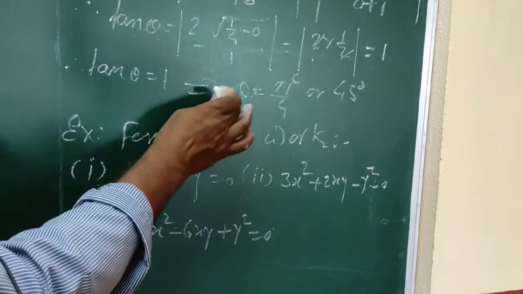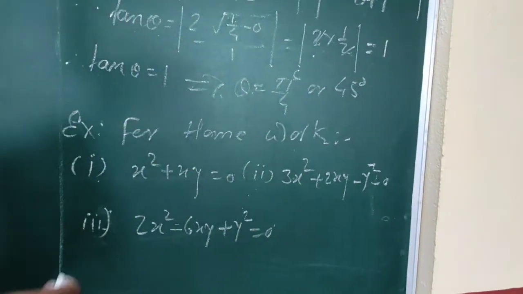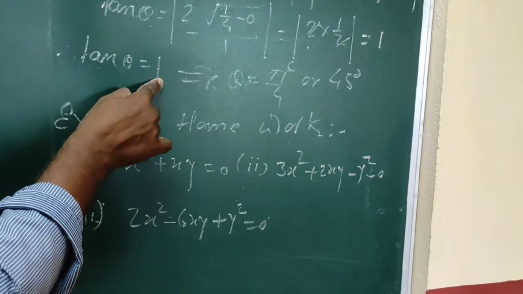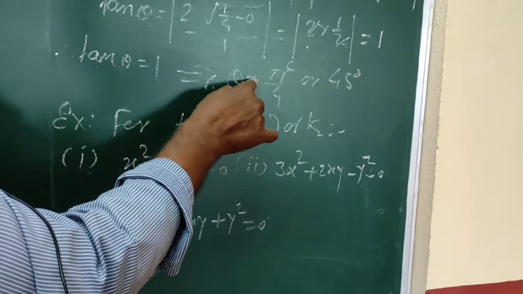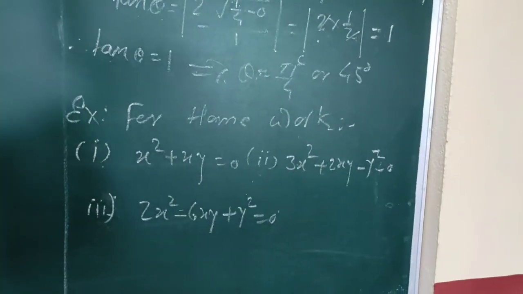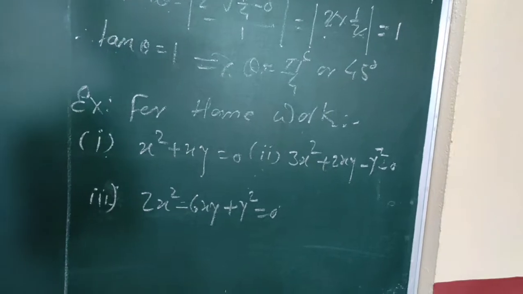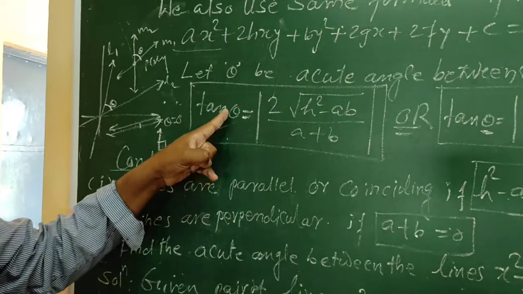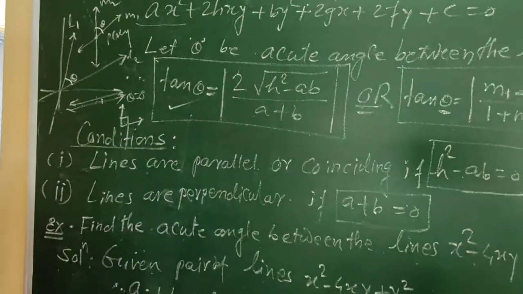Now we want to determine the acute angle. As you know that tan 45 is 1, naturally theta will be pi by 4 radians, or it is written as 45 degrees. So in this way we can apply this formula for the acute angle between the pair of lines.